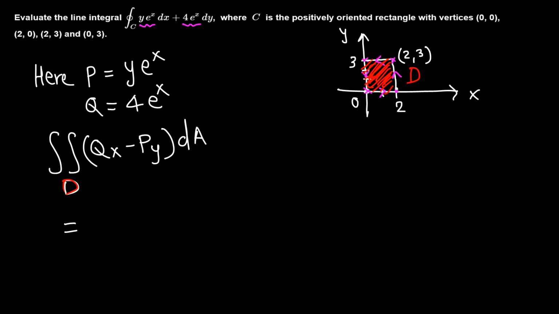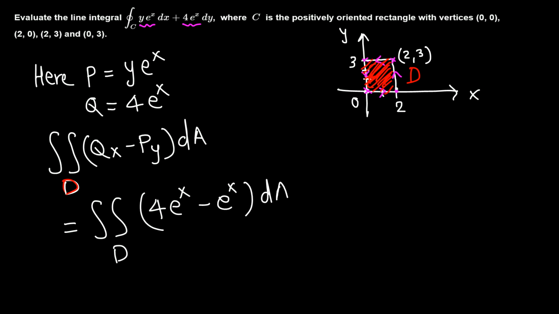So let me find this integrand. This is D, one more time. Qx, partial of Q with respect to x, the partial derivative is 4e raised to x, minus Py, partial of this with respect to y, so e^x is constant, 1 times e^x, just e^x. So 4 copies of e^x minus e^x is 3e^x.